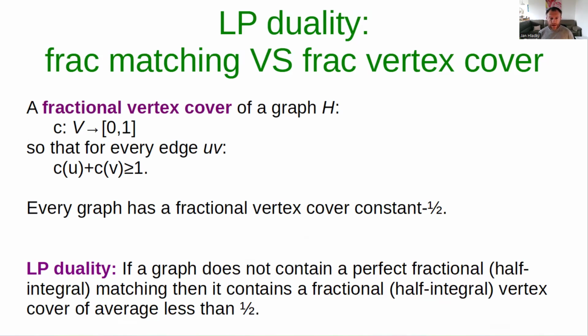Just as with the matchings, we cannot necessarily find an integer vertex cover that is small. However, the polyhedral structure guarantees that we can always find a half-integral one. Therefore, the exact dual obstruction to our matching is the existence of a half-integral vertex cover, assigning only weights 0, 1/2, and 1 to the vertices, that has an average weight strictly less than 1/2.